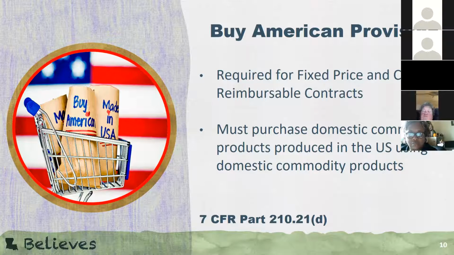These products must be produced and processed in the United States using agricultural commodities that are also produced in the United States. In other words, SFAs are required to purchase to the maximum extent possible domestic commodities or products.